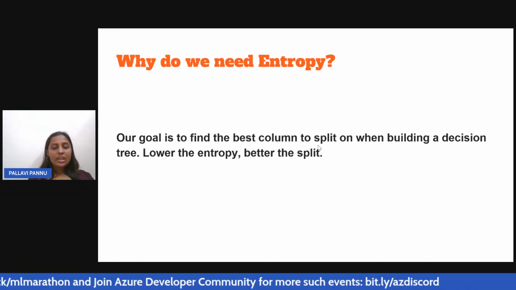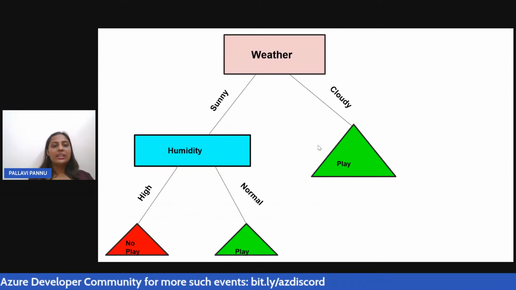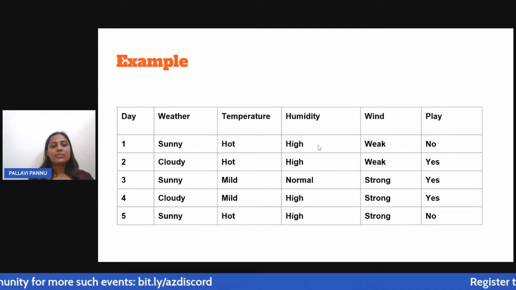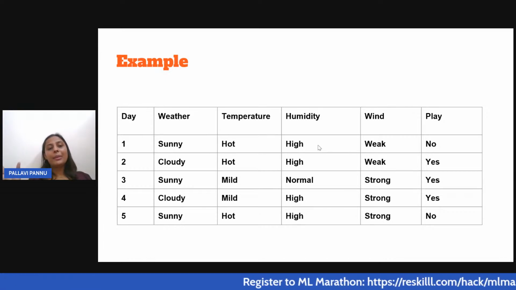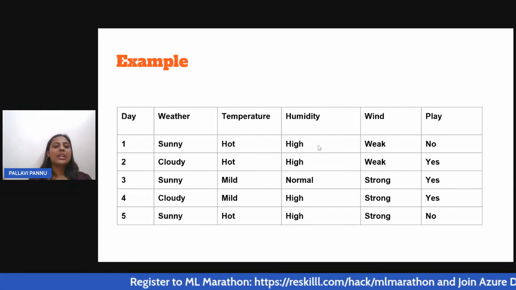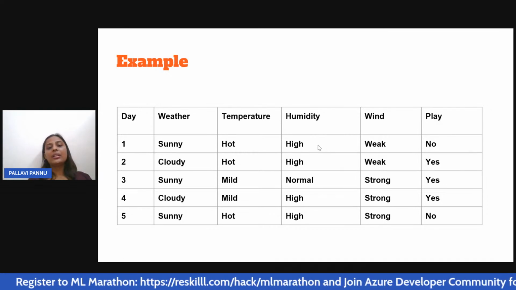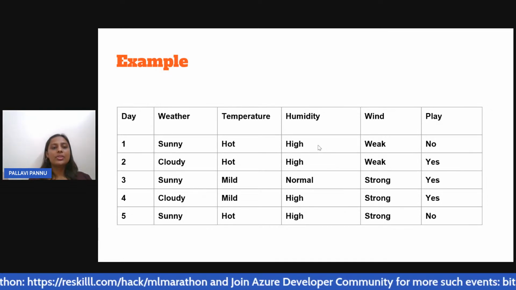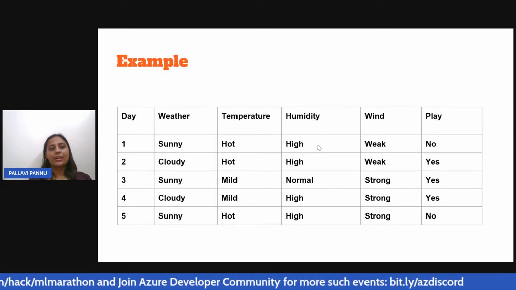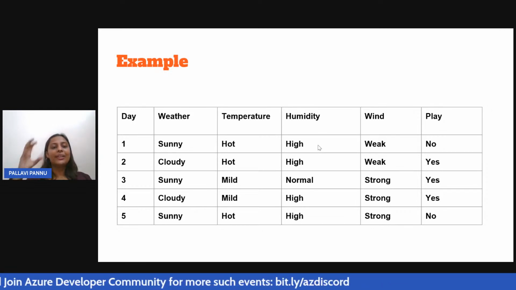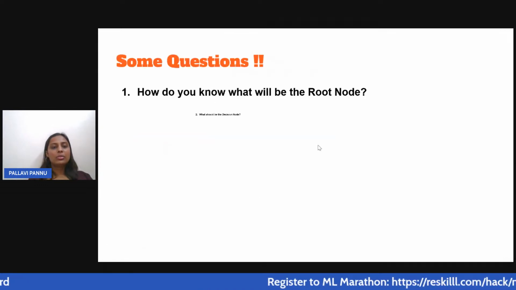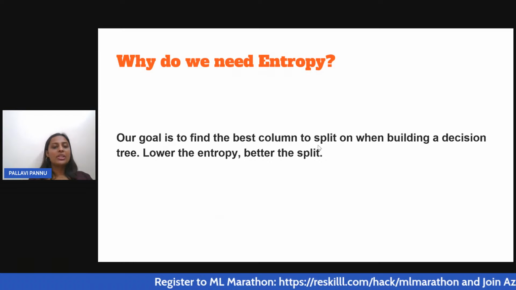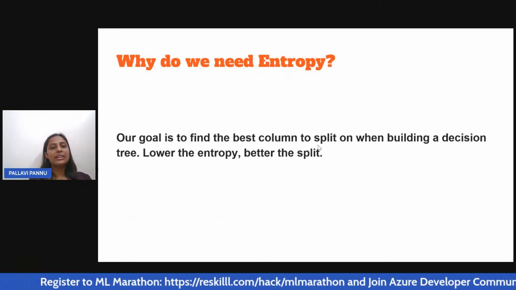For example, if someone gave you this data and you don't know what my root node will be, where to start, what will be my best column, because someone can build weather as a root node, someone can build humidity as a root node. So what's the standard procedure? You first calculate the entropy of every column, and wherever entropy is lower, you choose that as your root node. The lower the entropy, the better the split, because entropy is disorder and we want less disorder.